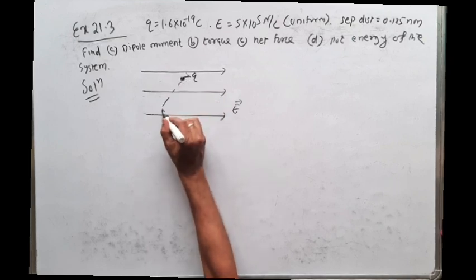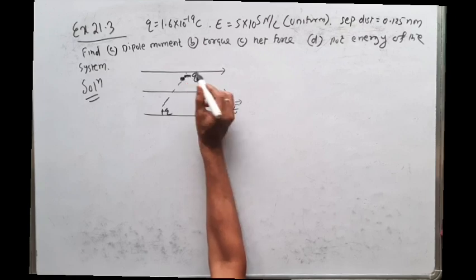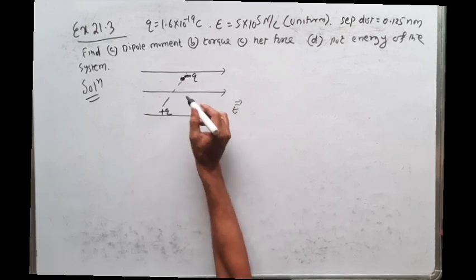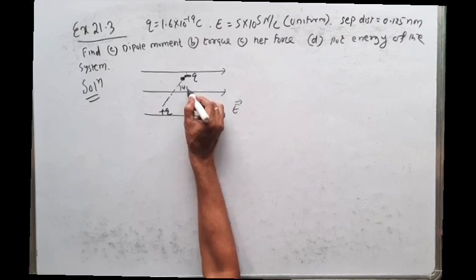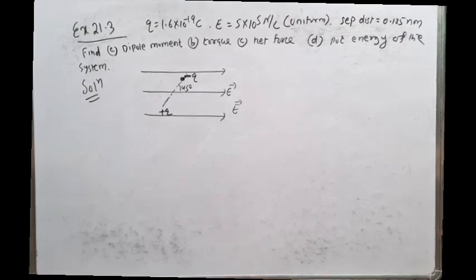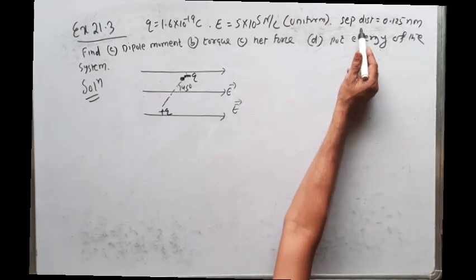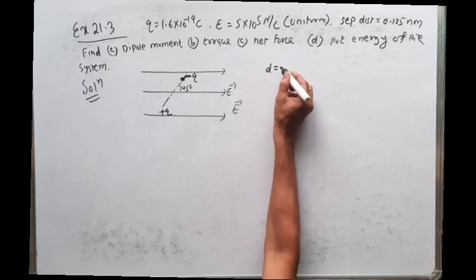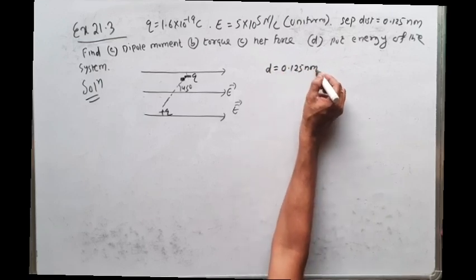Here it is plus q charge. So this is a negative charge, this is positive charge. So here this angle is 45 degree, and this is the direction of the electric field. And what is the separation distance? Separation distance is given d. D is the separation distance, which is equal to 0.125 nanometer.